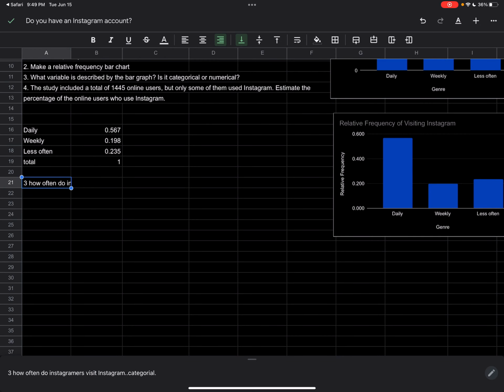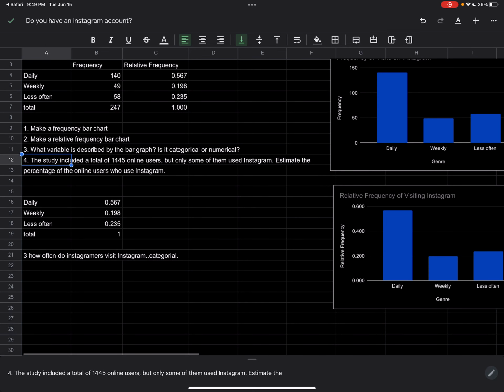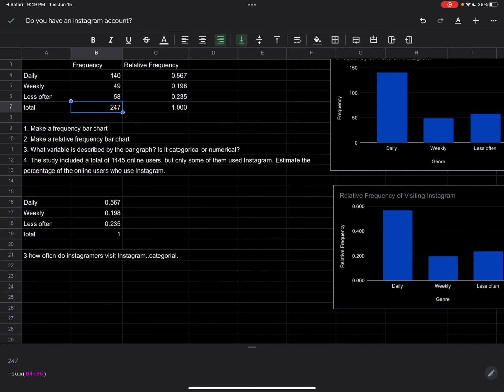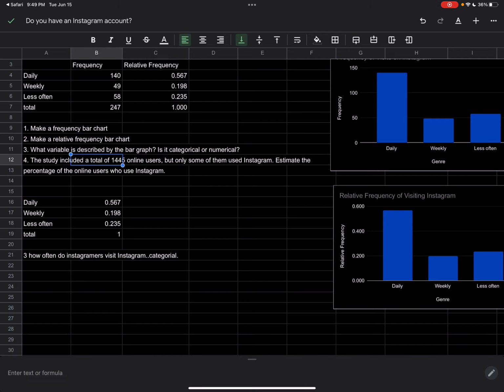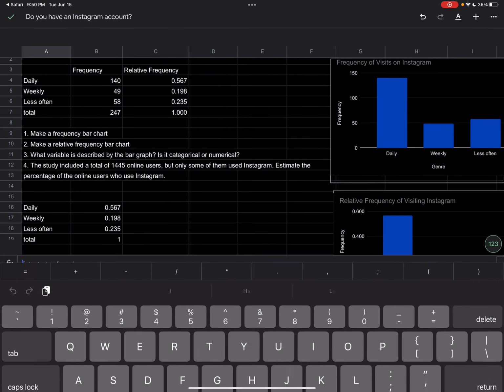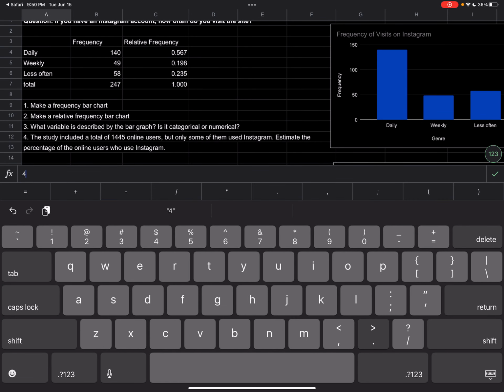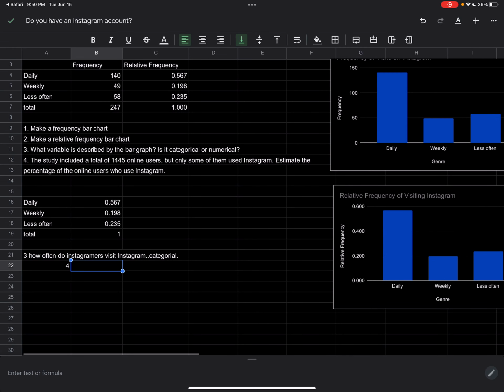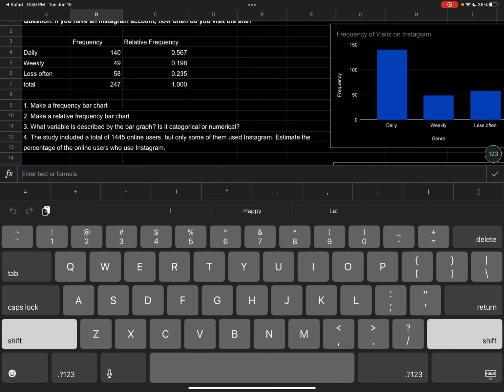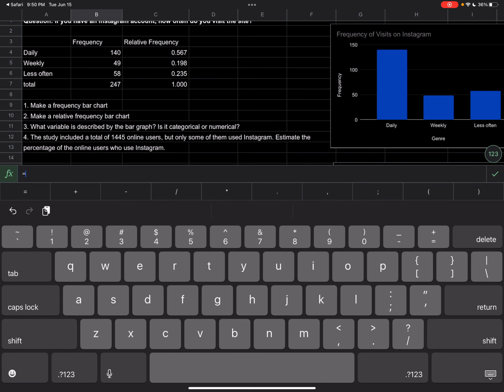Finally, the study includes a total of 1,445 online users. I'm reading number 4 here, but only some of them used Instagram. In fact, if I recall up here, they only had 247 who said they used Instagram. So that's 247 out of, down here it says 1,445. So in number 4, what we can do is just calculate that value. So I put number 4 here, and then in a cell right next to it, I'm going to have it do a calculation. So again, to do a calculation, I start with an equal sign.